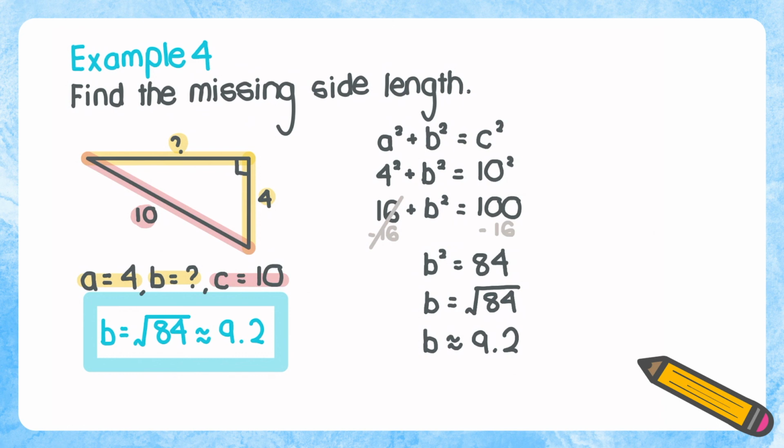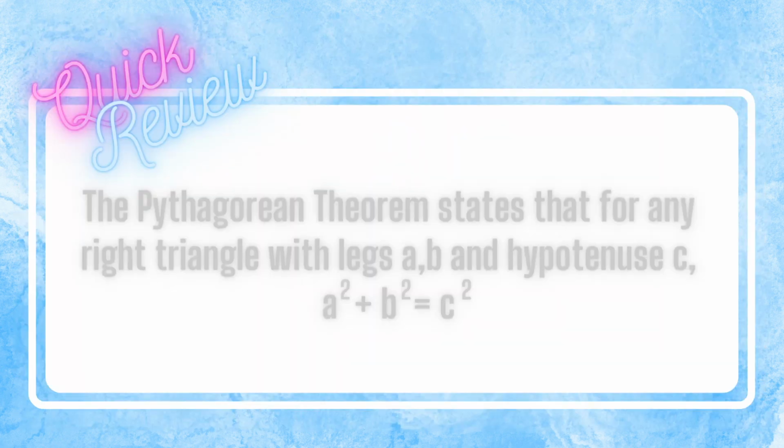Similar to the previous example, you could have instead made a the unknown value, but I figured some variety might be nice. So the Pythagorean theorem states that for any right triangle with legs a, b and hypotenuse c, a squared plus b squared equals c squared. Today, we used this Pythagorean theorem to find the missing side length when we were given 2 sides.